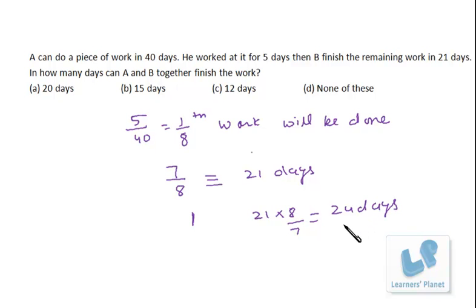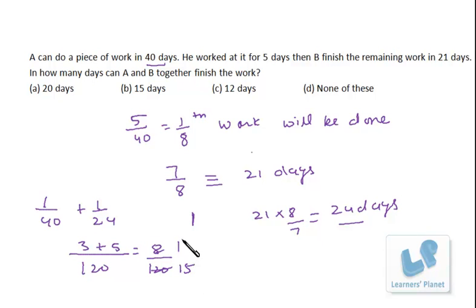Now the capacity of B to complete the work is 24 days and the capacity of A to complete the work is 40 days. Now both of them are working together. So in a single day, A will be doing 1 over 40 of the work, B will be doing 1 upon 24 of the work. So in a single day, this much work will be done. You can solve it. So in a single day, 1 by 15th part of the work will be done. So in all, it will take 15 days to get the work completed.